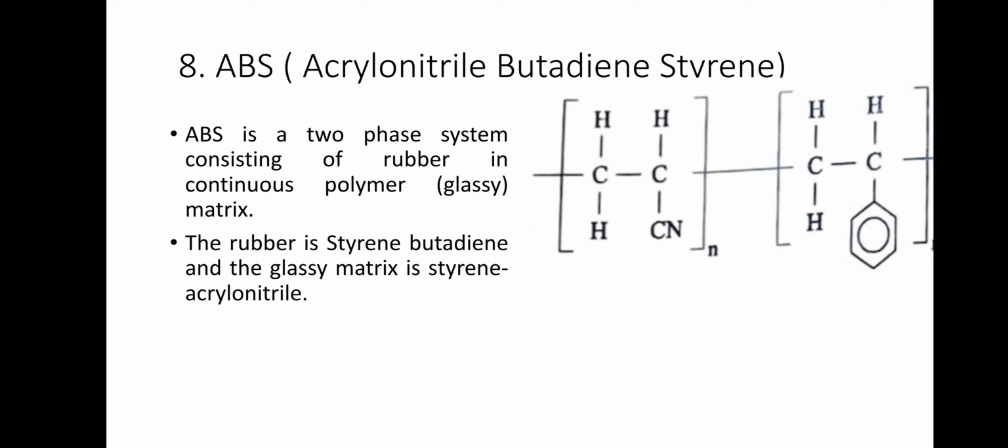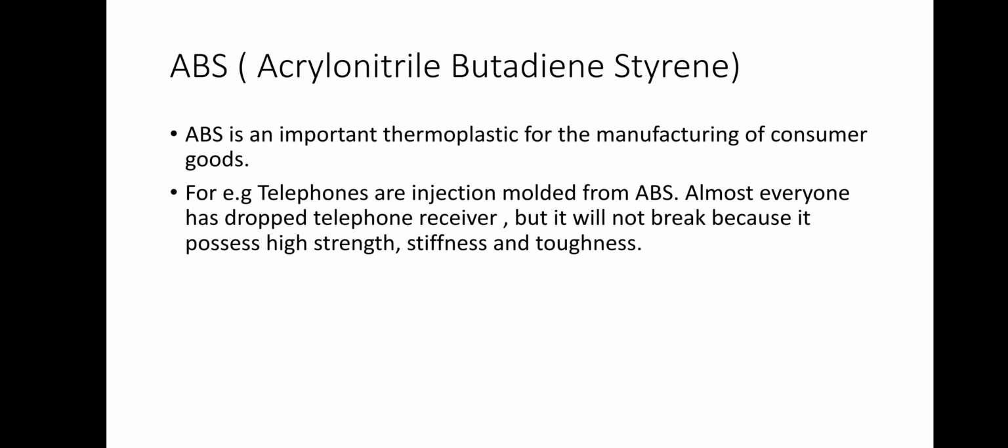The structure of ABS matrix is similar to ethylene, C2H4, with CN instead of an H atom, where the cyanide group is present n times, and C6H5 instead of an H atom, where the benzene ring is present. The rubber is styrene butadiene and the glassy matrix is styrene acrylonitrile. ABS is an important thermoplastic for the manufacture of consumer goods.